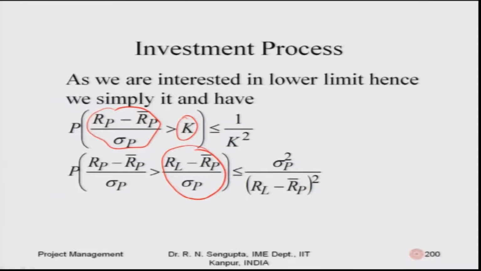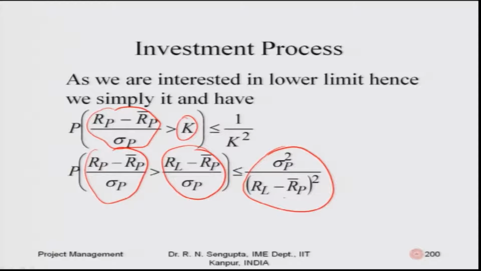So, R L minus R p, whatever we have considered, R p or R f, whatever it is. So, I normalize the R p value with respect to its mean value and standard deviation. I have normalized the R L value with respect to the mean of the portfolio of the project with the portfolio's standard deviation. So, this value comes out to be less than or equal to sigma square p for that particular portfolio of project divided by the differences.